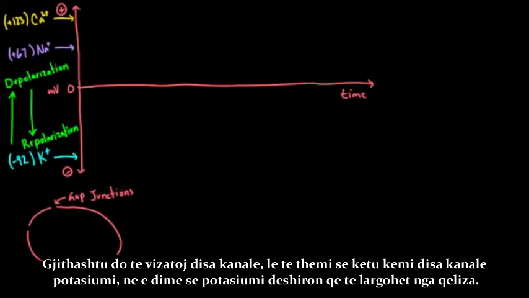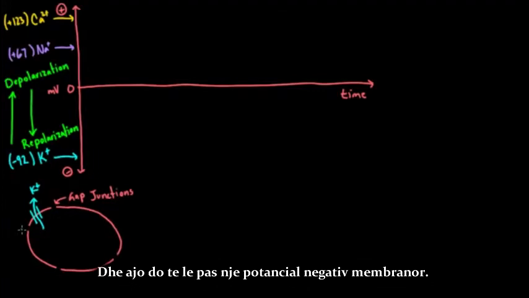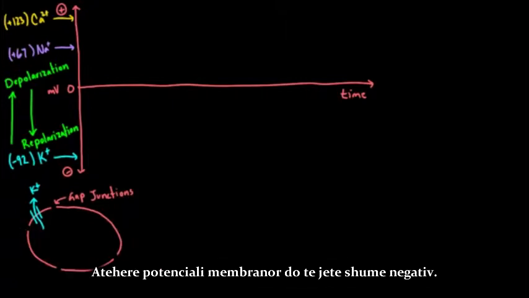And also, let's draw in some channels. So we have, let's say, a potassium channel right here. And we know that potassium likes to leave cells. So this is going to be the way that potassium is going to flow. And it's going to leave behind a negative membrane potential, right? And let's say potassium is the main ion for this cell, which it is. Then our membrane potential is going to be really, really negative.